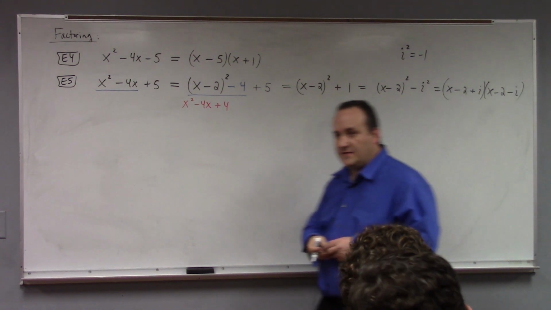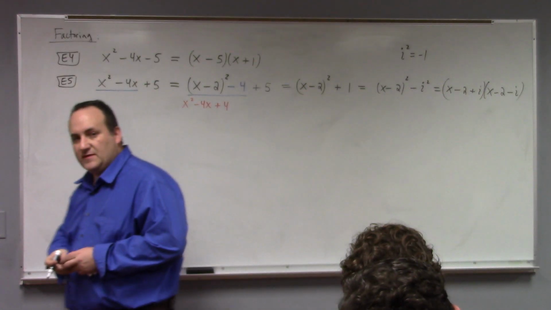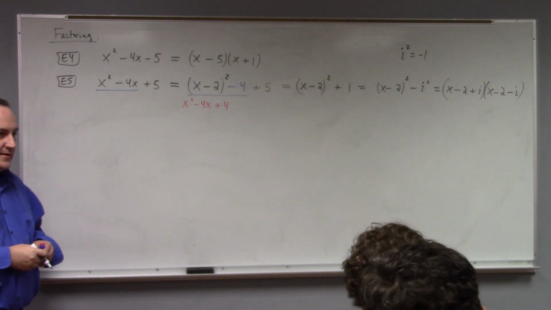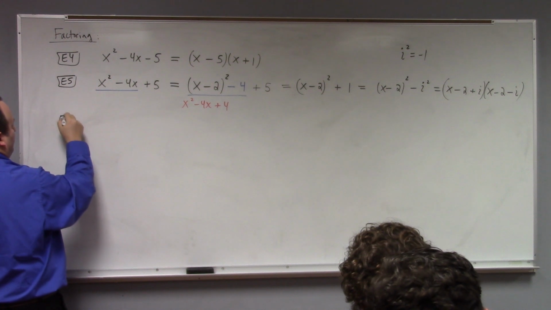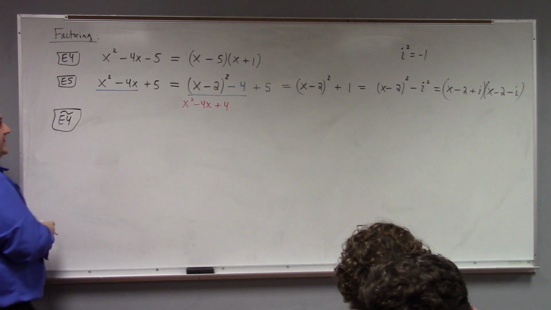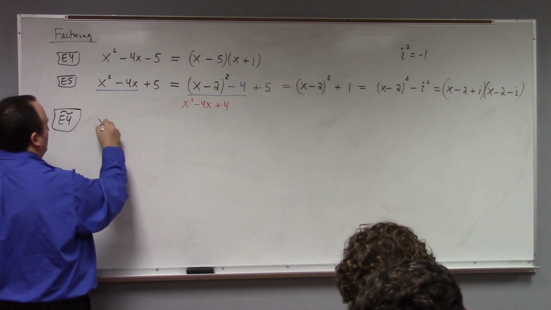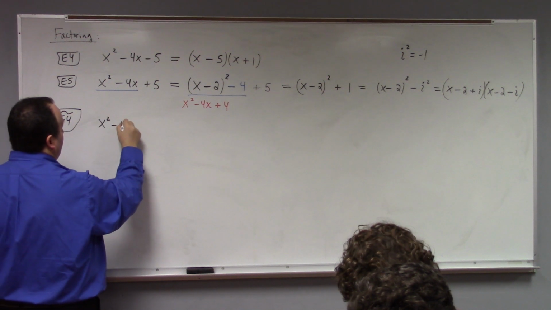Like that. We can always factor any quadratic over the complex numbers. Right? Let's look at another one. Let's revisit example 4, but in the cold algorithmic light of completing the square.